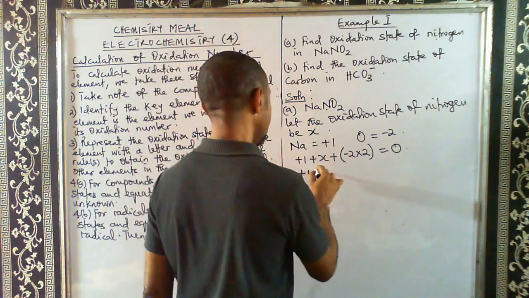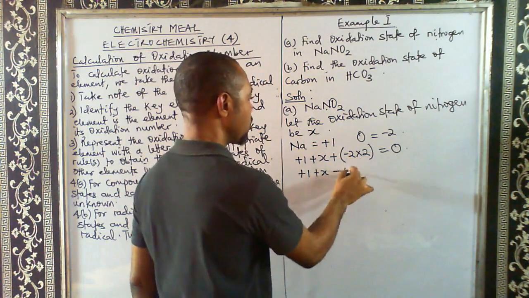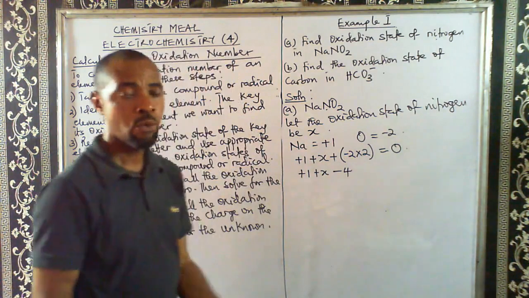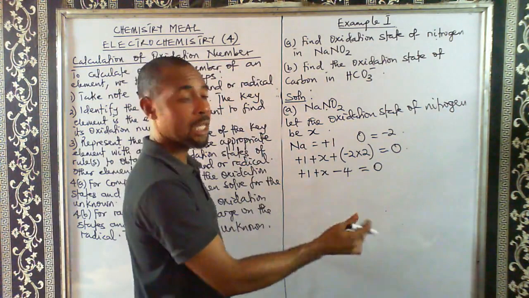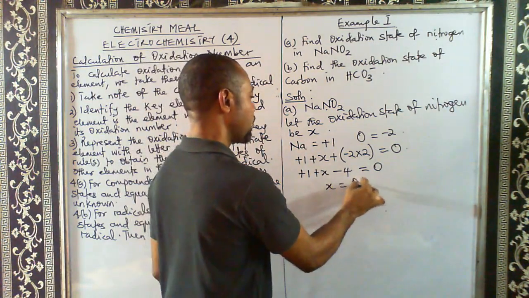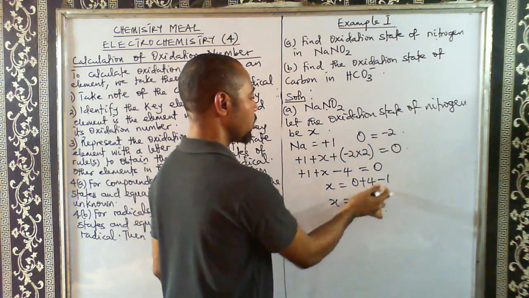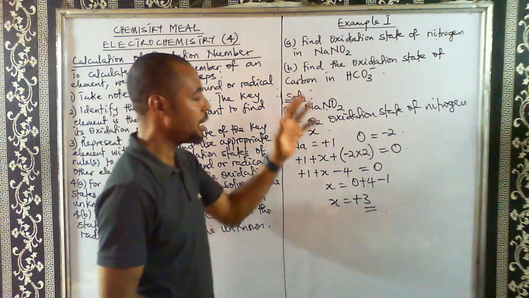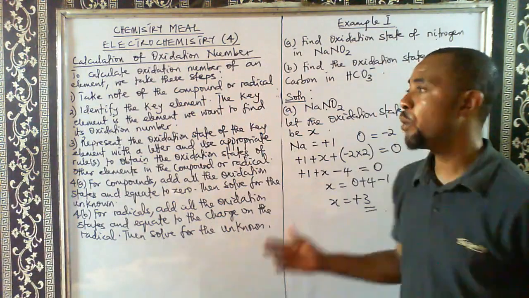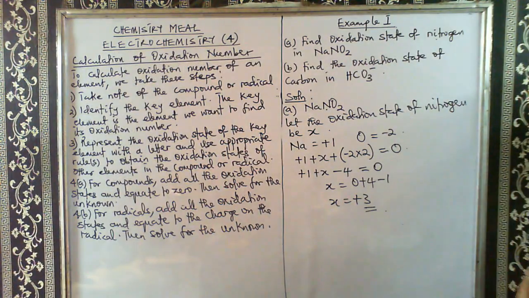So we have +1 plus X, then -2 times 2 will give me -4, because when plus multiplies minus, we still have minus, equals 0. If we collect like terms, X is equal to 0 plus 4, and the +1 moving here becomes -1. So this becomes 0 plus 4 minus 1, which gives +3. So the oxidation state of nitrogen here is +3, and that's why this compound is sodium dioxonitrate(III).